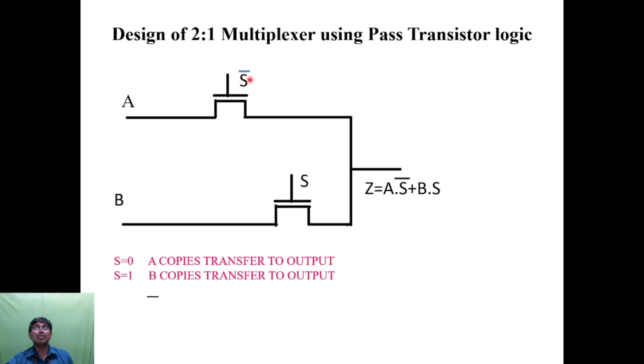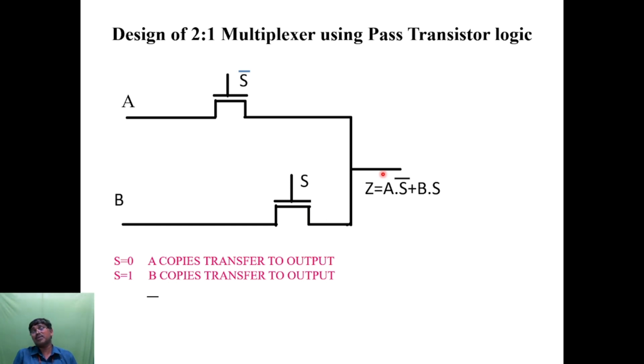When S is equal to 0, this NMOS transistor is on. When this NMOS transistor is on, whatever data input is there will be transferred to the output. That is why I wrote the equation Z is equal to A dot S bar. When S is equal to 1, what happens? Here this NMOS will be on, and simultaneously this NMOS will be off. Now whatever input B is, it is transferred through the switch. So this is the concept behind the 2:1 multiplexer using pass transistor logic.